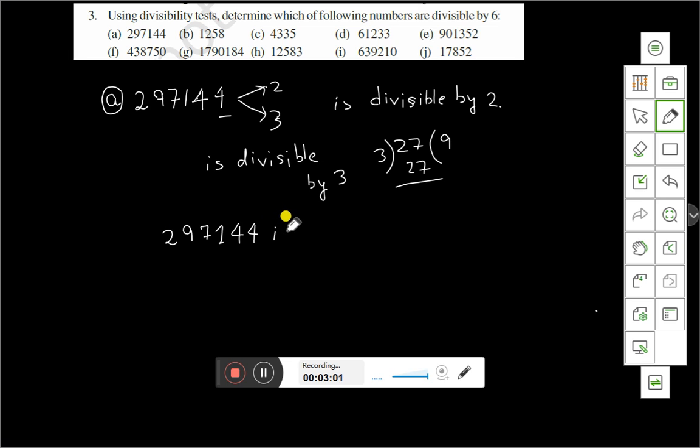That means 297144 is also divisible by 6. In this way we can find all the numbers, right? The next number is B. Let us take B.